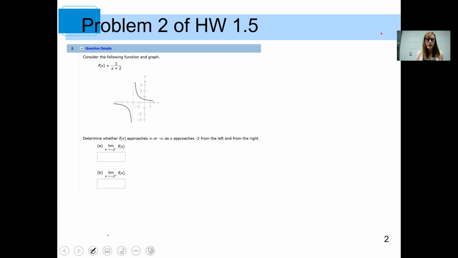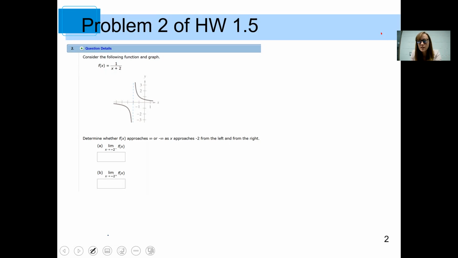Okay, so we are looking at some homework problems from section 1.5. A lot of these problems involve graphs. So I just want to remind you that you are not required to have a graphing calculator for this class. You're going to see that I evaluate all of these problems without using a graphing calculator.